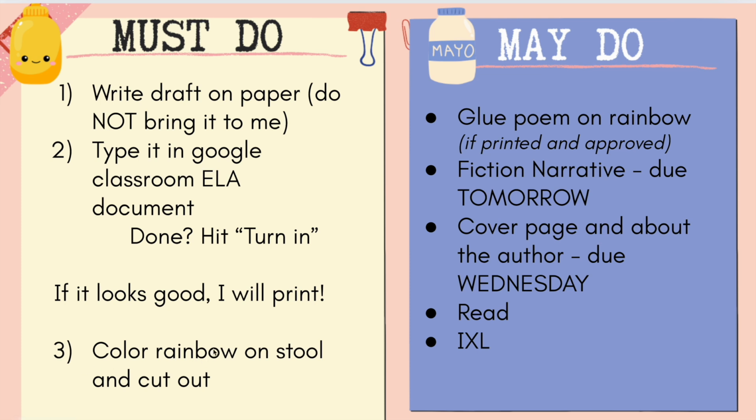While you are waiting for my approval, you don't have to come up to me, please remember. You can color the rainbow on the stool and cut it out because we are going to be gluing our little poems on the center, similarly to what Mr. Trinko's class has already started if you saw it on his window. If you're waiting for me to print it and check it and all of that, color your rainbow. If you're done coloring your rainbow, you can glue the poem on if I printed it out.